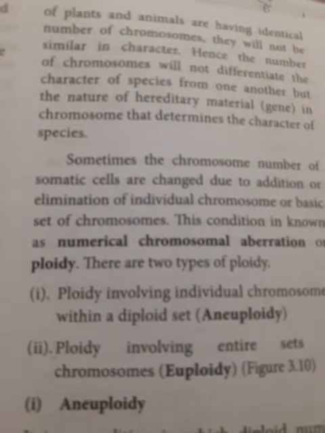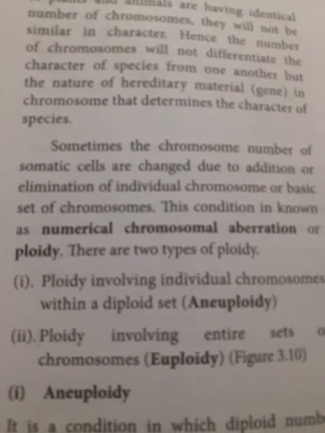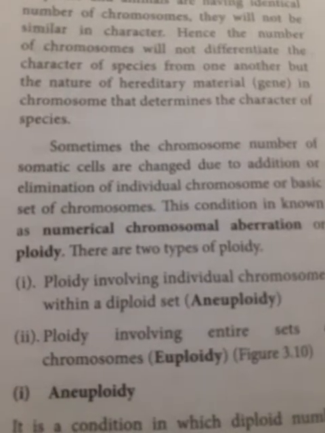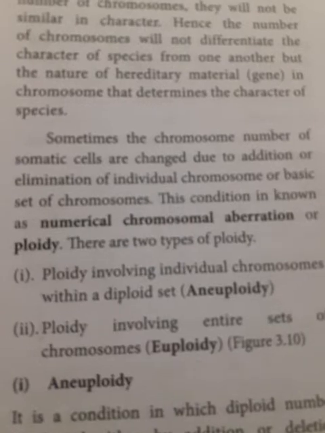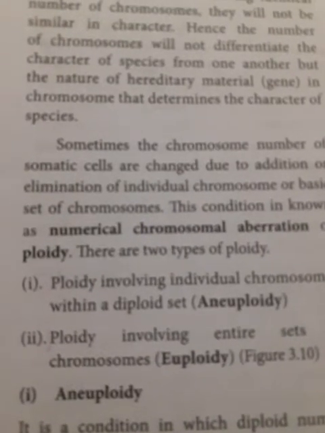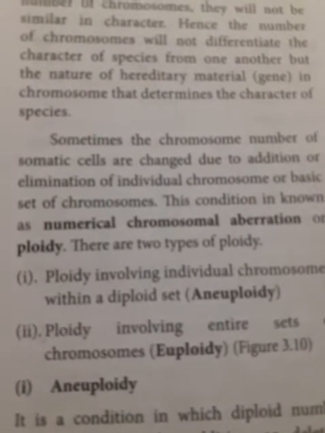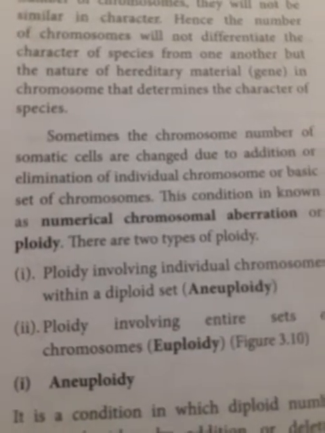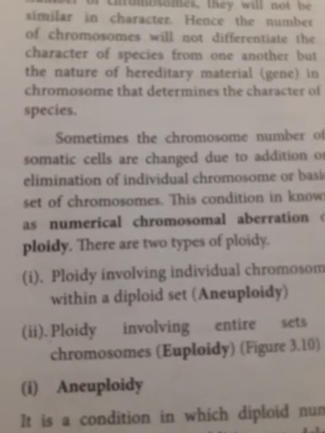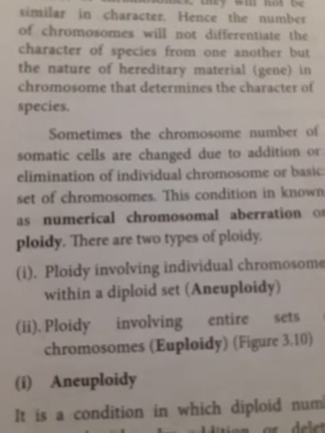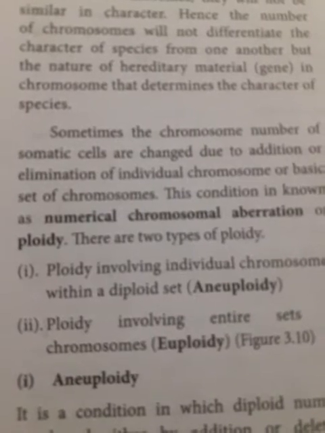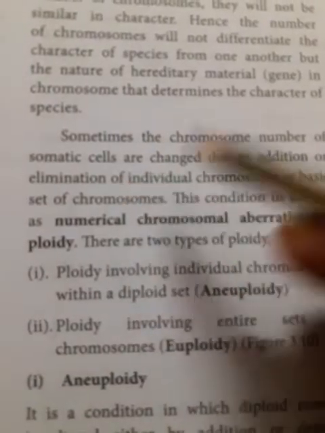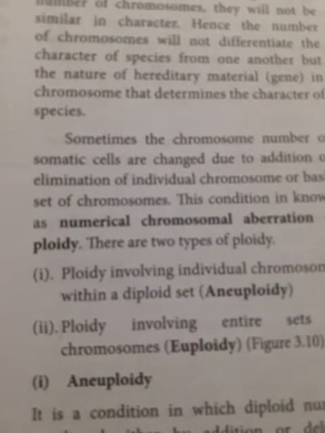Next we have discussed what we mean by numerical chromosomal aberration, which is also called ploidy. This is when the chromosome number is changed or altered from the diploid set of chromosomes. The number of chromosomes may be increased or decreased by addition or deletion of individual chromosomes or a basic set of chromosomes. This condition is known as numerical chromosomal aberration, related to number, or ploidy.